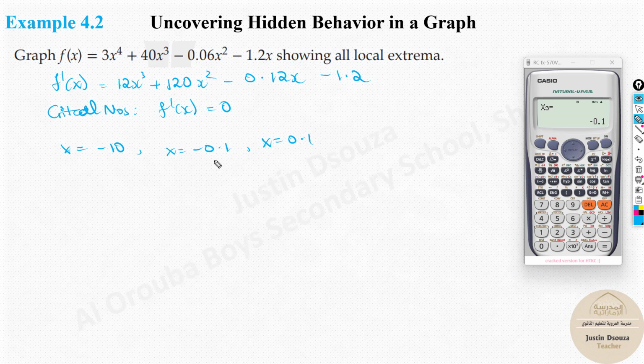Now, for now, you can just try thinking. I'll ask you a question. Did you understand uncovering hidden behavior? Can you see any hidden behavior over here? But you can understand one thing.